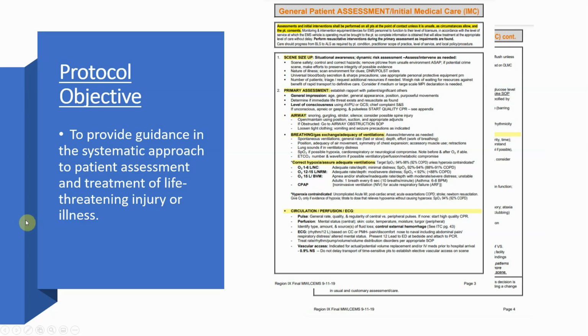So looking overall at the protocol objective, you'll find initial medical care on pages 3 and 4, and then initial trauma care on pages 43 and 44 of your protocol book. The overall objective here is simply to provide guidance in the systematic approach to patient assessment and treatment of life-threatening injury or illness. And that systematic approach is really important.